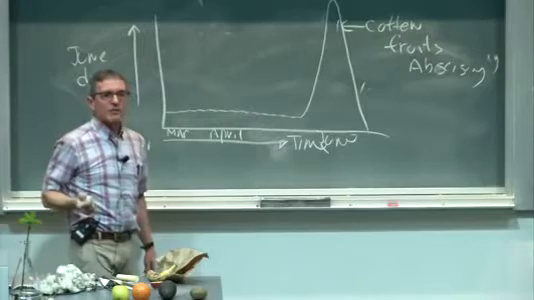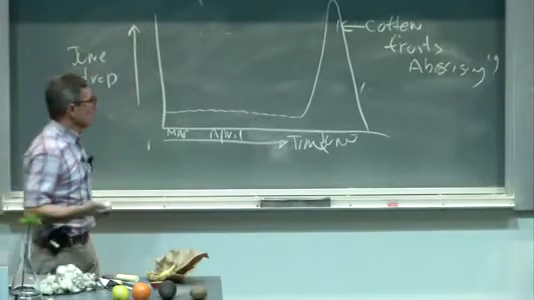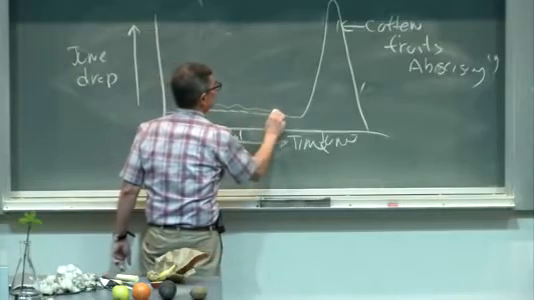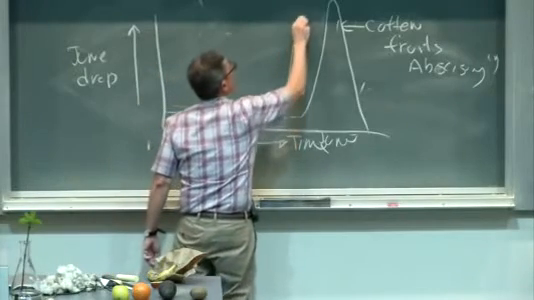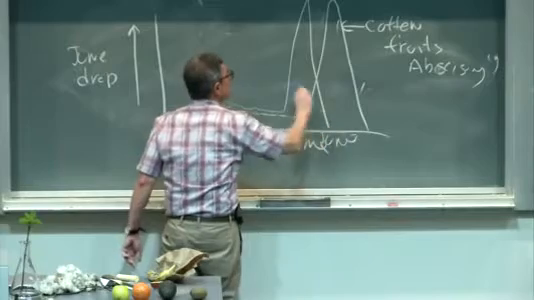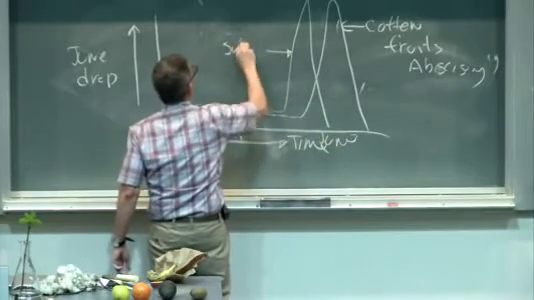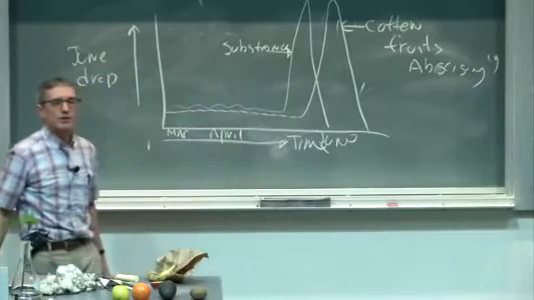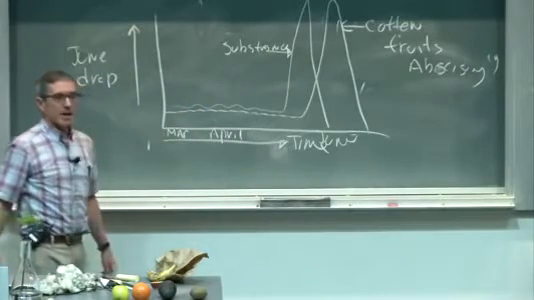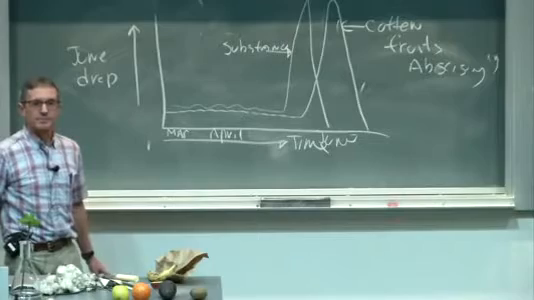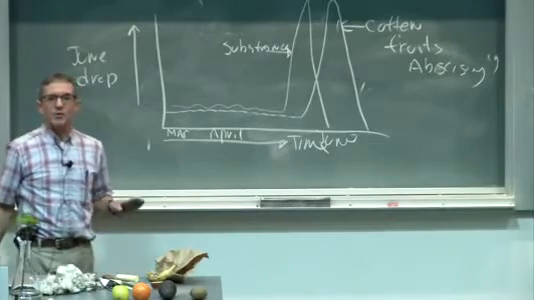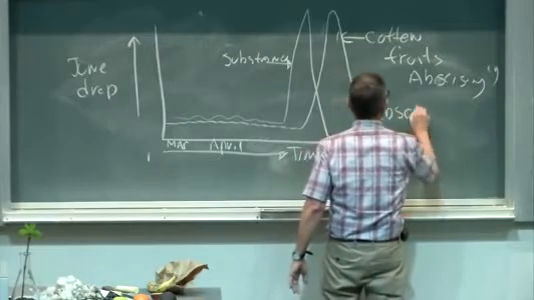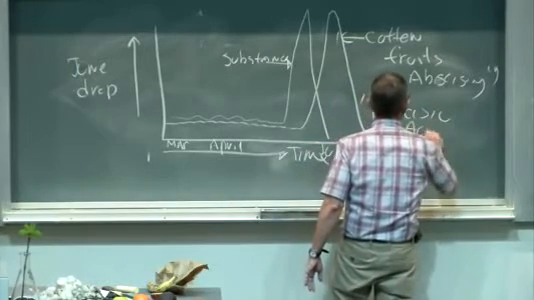And what they discovered was there was a chemical, one of the many substances, which also followed the same pattern and increased just before the June drop occurred. This substance was identified chemically, and it was called abscisic acid because it promoted abscission.